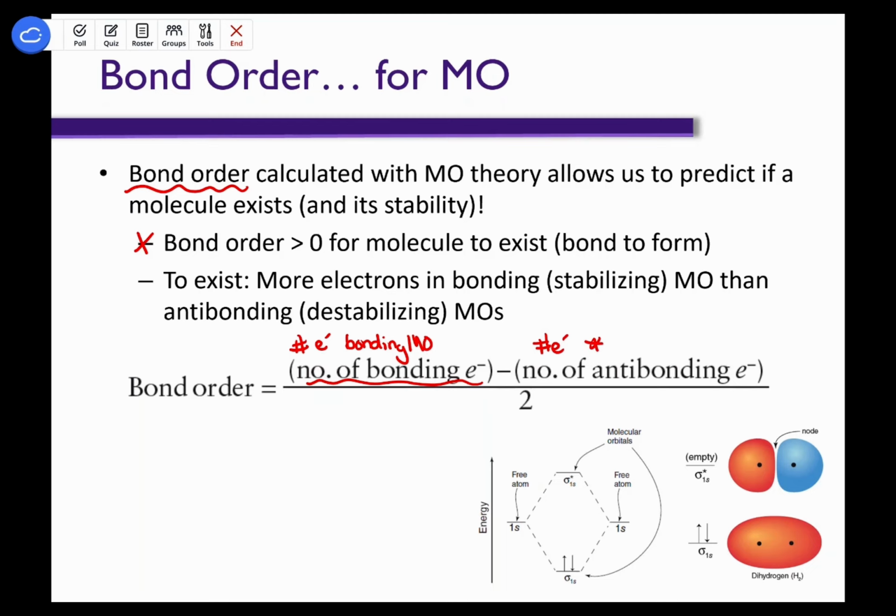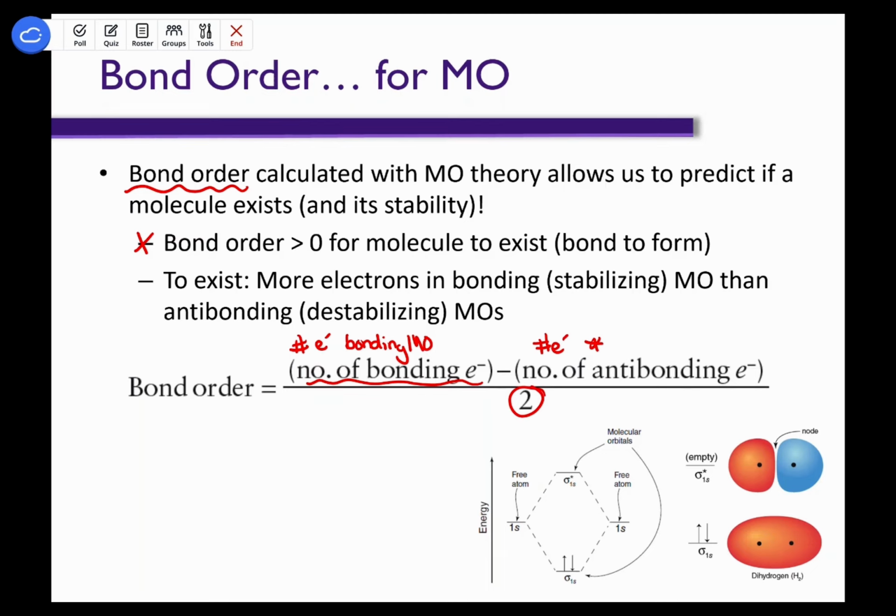And then we divide by 2 because we know we need 2 electrons to make a single bond. So every pair of electrons is going to increase that bond order. A single bond has 2 electrons, a double bond has 4 electrons, a triple bond, and so on.